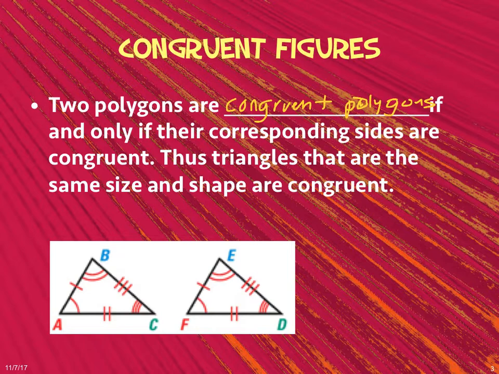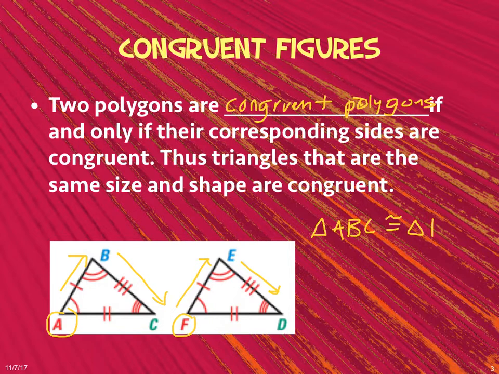So we would say triangle ABC is congruent to, and if we start here at A, we have to go in the same order. So if we go up to B and then down to C, we have to start here at F and then go up to E and down to D when we name it. So we would say triangle ABC is congruent to triangle FED. So we have to keep it in the same order.